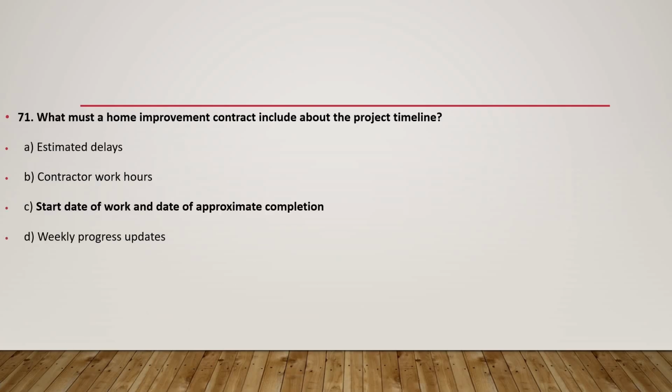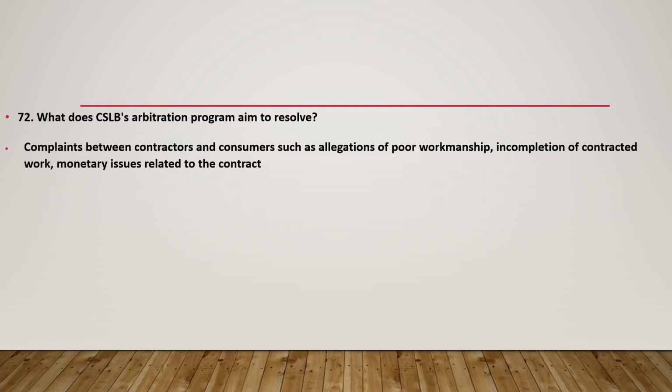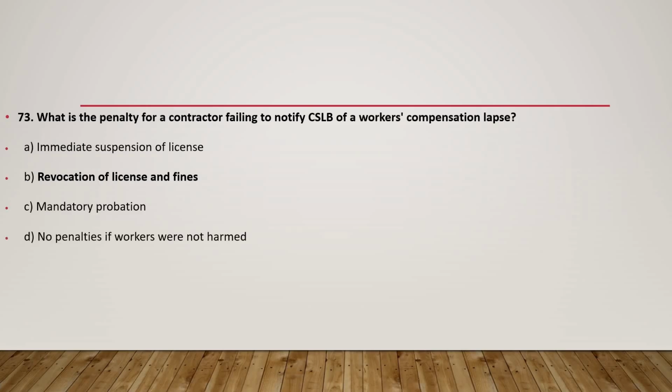71. What must a home improvement contract include about the project timeline? C. Start date of work and date of approximate completion. 72. What does CSLB's arbitration program aim to resolve? Complaints between contractors and consumers, such as allegations of poor workmanship, incompletion of contracted work, monetary issues related to the contract. 73. What is the penalty for a contractor failing to notify CSLB of a workers' compensation lapse? B. Revocation of license and fines.